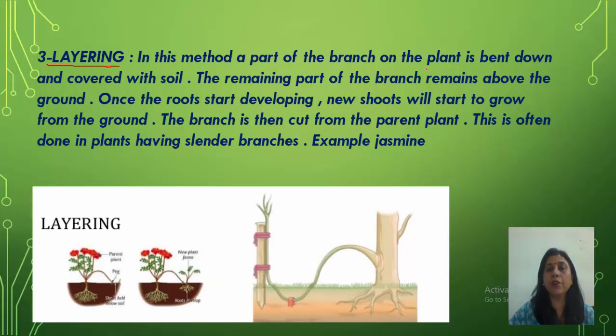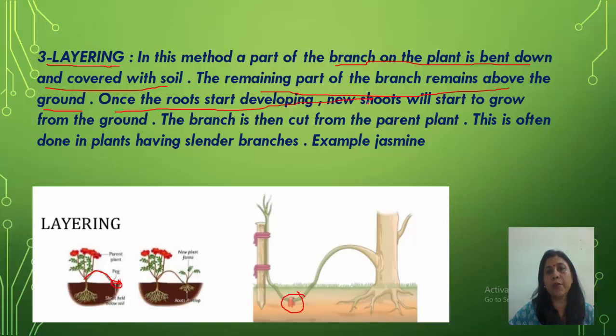In this method, a part of the branch in the plant is bent down and covered with soil. This is done deliberately. Suppose this is a plant and these are the branches. One part of the branch is bent down and covered with the soil. The remaining part of the branch remains above the ground. Only a small portion, you can see, is in the soil.